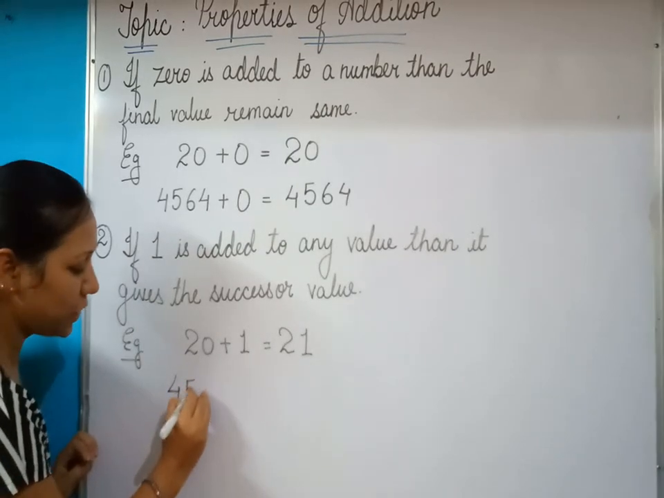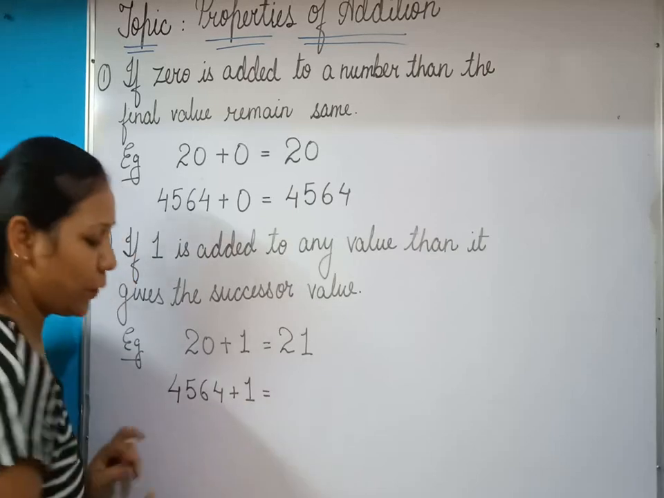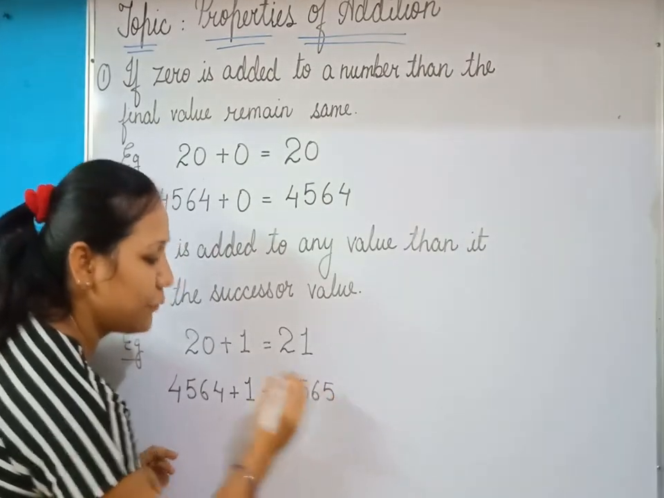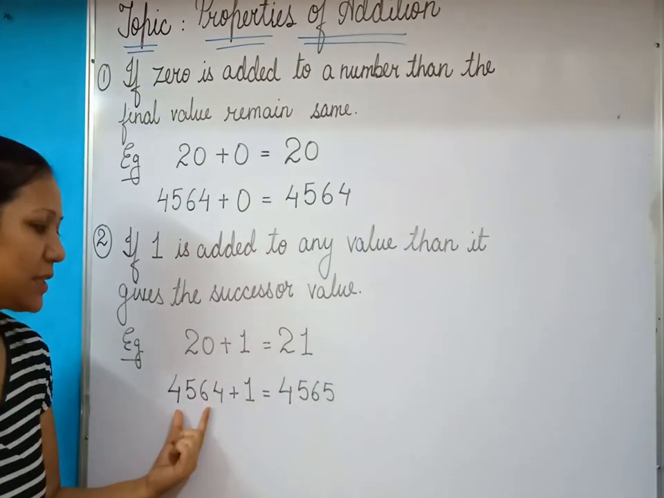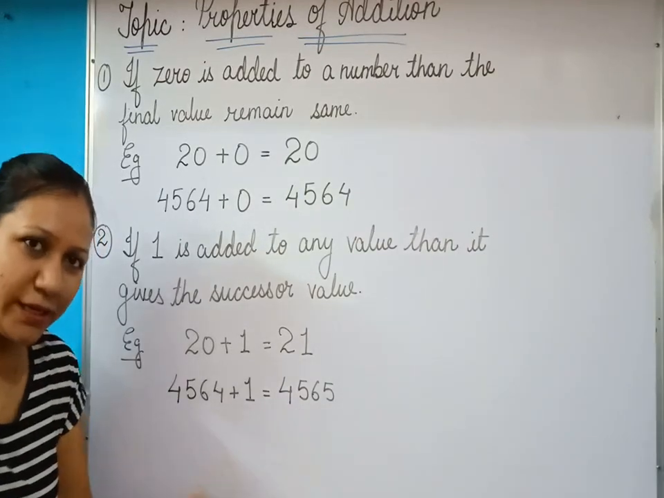Similarly, if it is 4,564 added with 1, so what will be the result? We will get 4,565. And here 4,565 is actually the successor of this value. Clear, students?